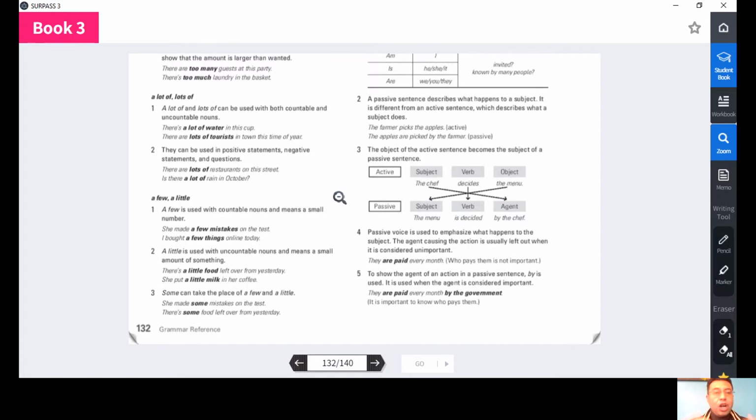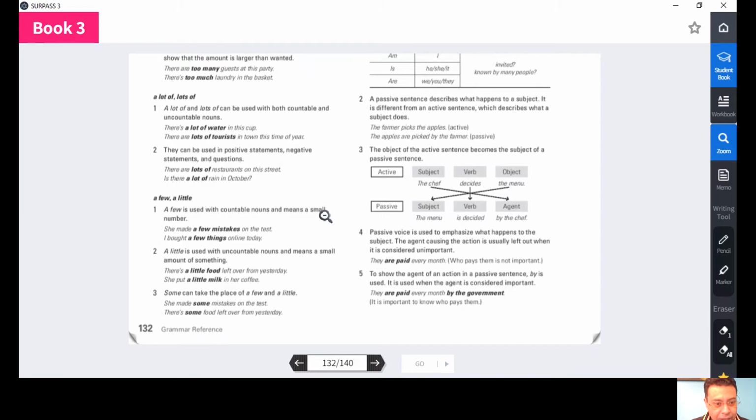Now the opposite. We saw the large amounts, and now the small amounts, a few or a little. A few is used with countable nouns and means a small number. She made a few mistakes on the test. I bought a few things online today. Okay. Number two, a little is used with uncountable nouns and means a small amount of something. There's a little food, because food is uncountable, left over from yesterday. She put a little milk in her coffee.